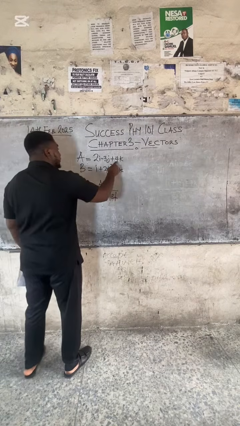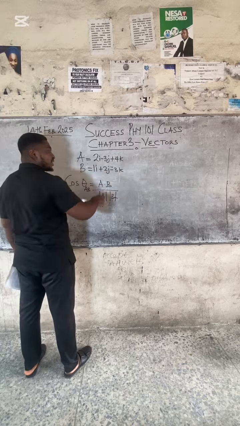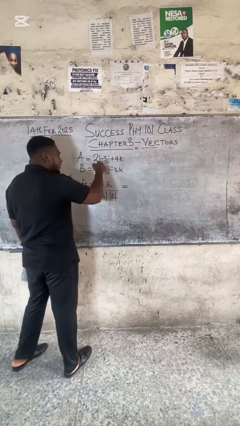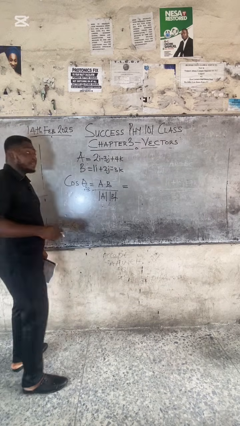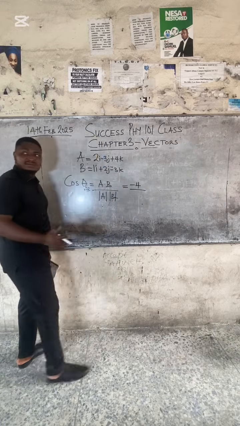Class, have we done A dot B for this question before? Have we found the dot product of these two vectors before? Check your notes. I've used this example so many times. What's A dot B? Minus 4. Yes, we have done A dot B.